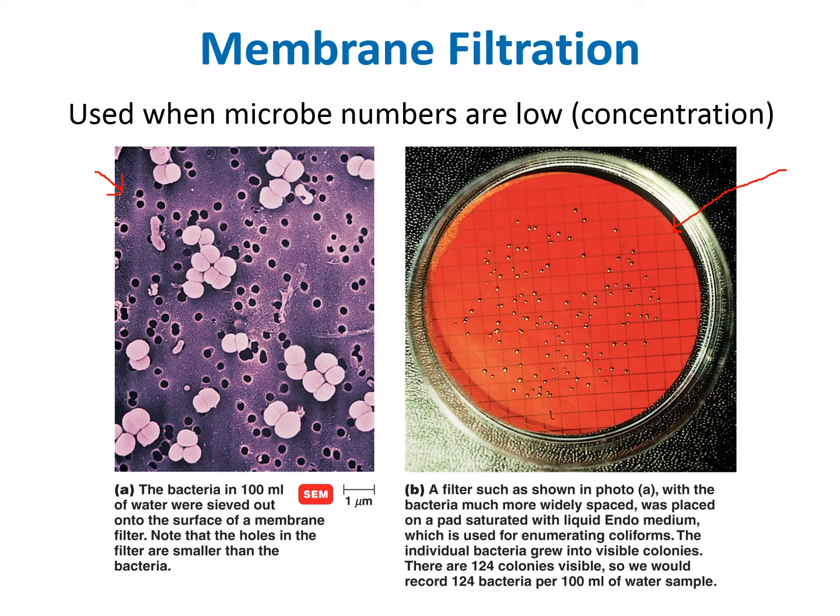Then you'd count the bacteria, and you'd put the number of colonies over the volume that you filtered initially, which would be 100 mils. So if we saw 32 coliforms, then it would be 32 bacteria or CFUs per 100 mils of water.